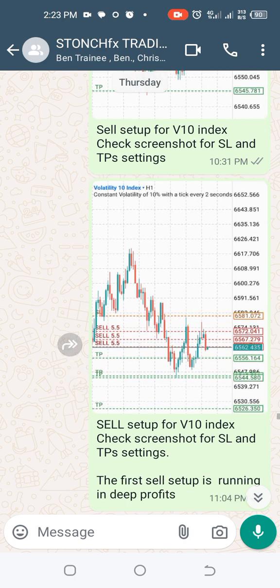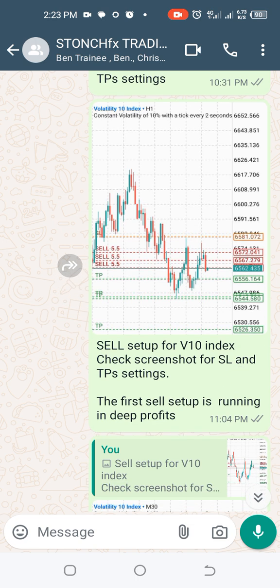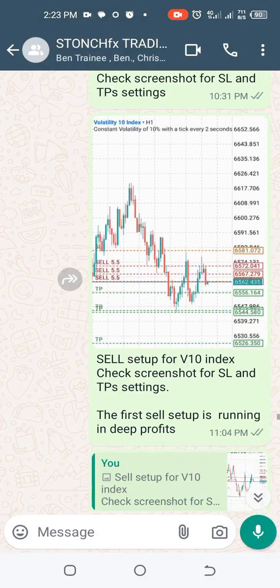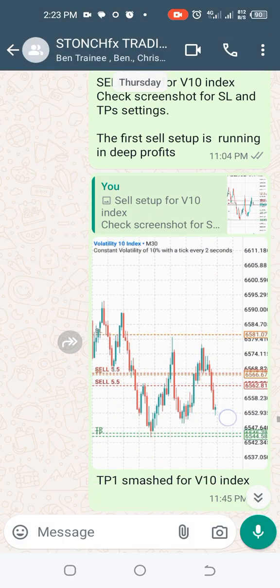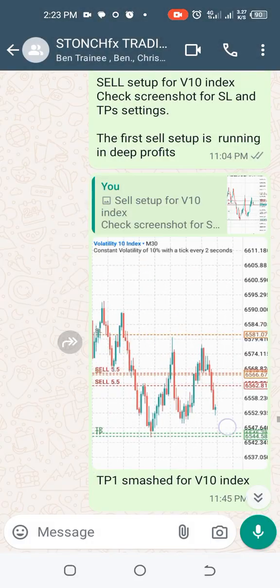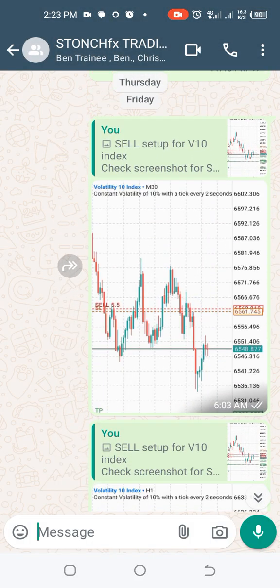I further gave a sell setup for V10 index again for that re-entry. The first sell is running, and it was more like giving an update. The first sell, which is this one, is running and in deep profit. I was just giving the update here while we added some more sells, and this is how it played out. TP1 was smashed, TP2 was smashed too, and TP3 was smashed.